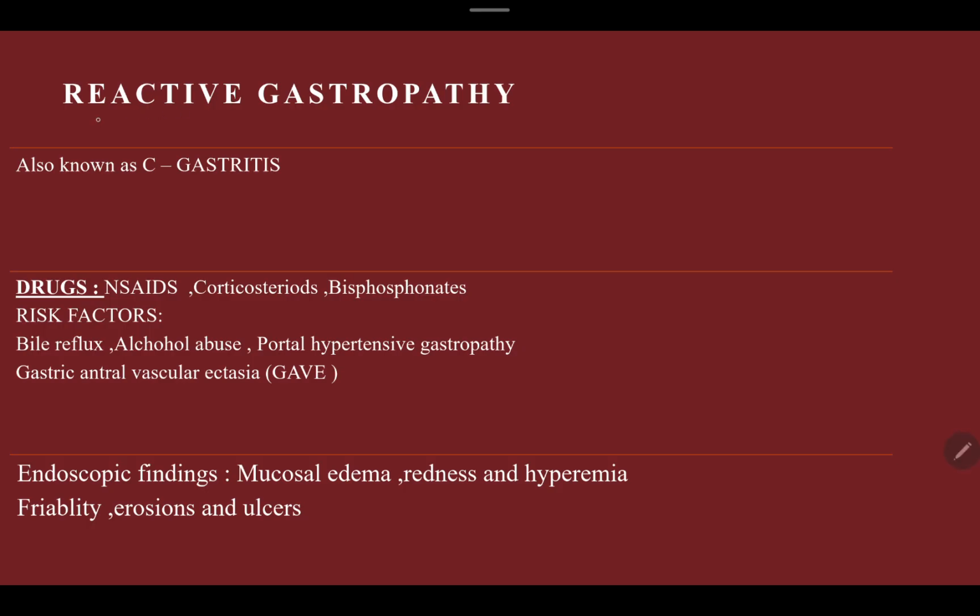This is called reactive gastropathy, also known as chemical gastritis. The drugs causing it are NSAIDs, corticosteroids, and bisphosphonates, in patients on them long term. These patients can develop reactive gastropathy. What are the risk factors? Alcohol abuse, portal hypertensive gastropathy, or gastric antral vascular ectasia. The endoscopic findings are mucosal edema, redness, hyperemia, erosions, and ulcerations.